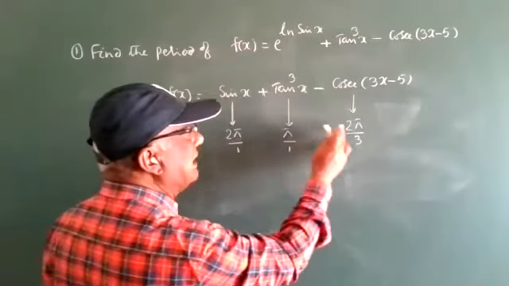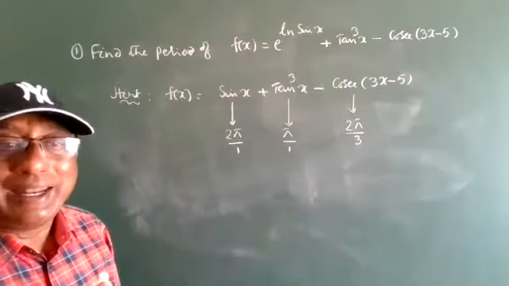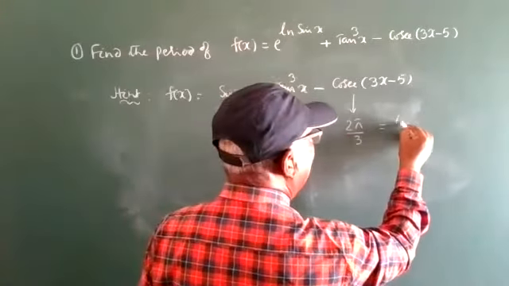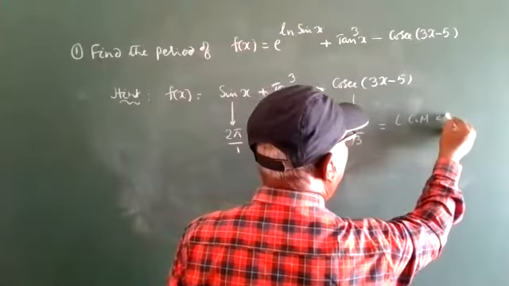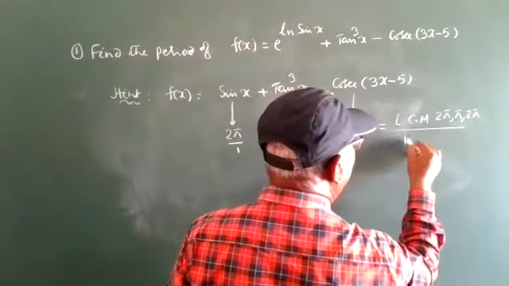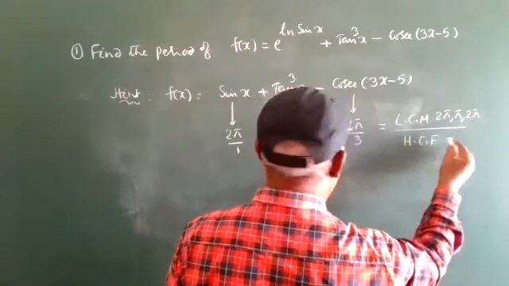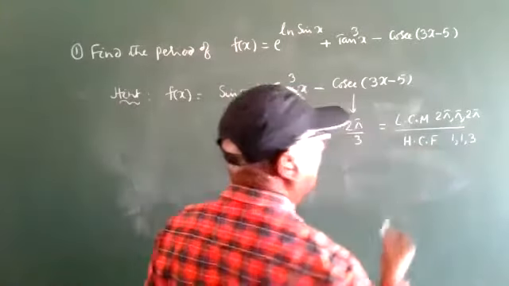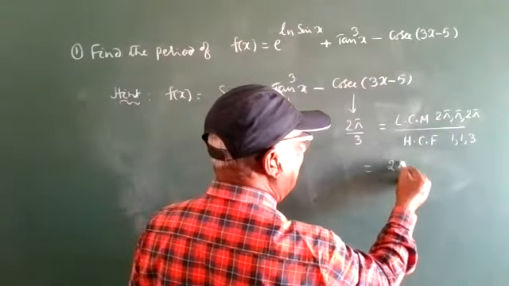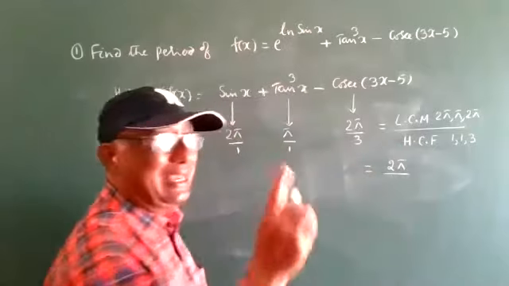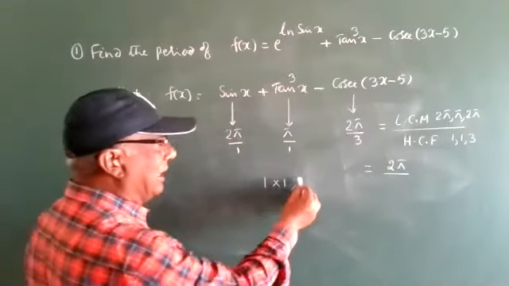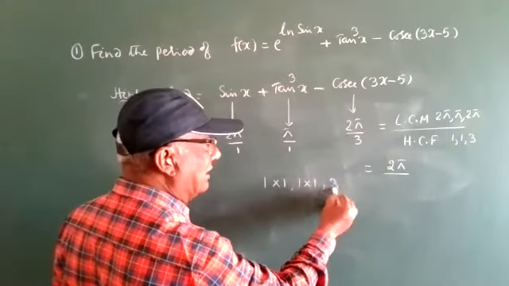Here, write the LCM for the numerators and the HCF for the denominators. LCM of the numerators is the LCM of 2 pi, pi and 2 pi, which is 2 pi. HCF means highest common factor: the denominators are 1, 1 and 3, with factors 1 into 1 and 3 into 1.